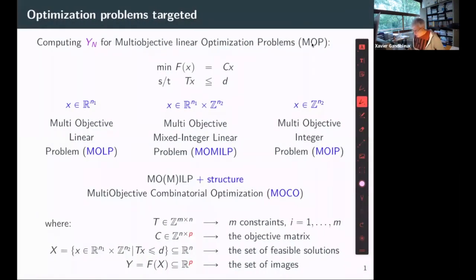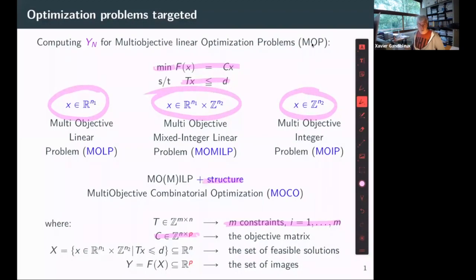So the problem targeted by vOptSolver are the following. We consider P linear objective functions to minimize, and we consider M linear constraints. We also consider 4 cases, depending on whether the variables are continuous, discrete, a mix between continuous and discrete variables in nature, or if the problem has a specific structure.